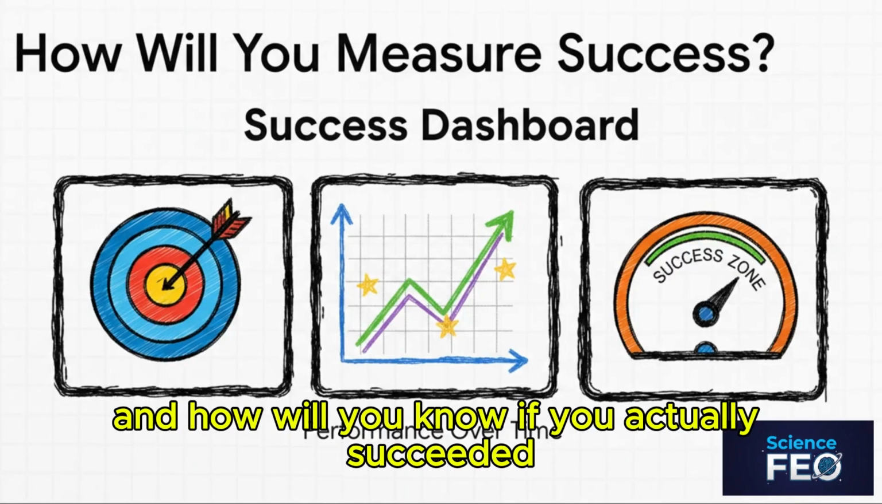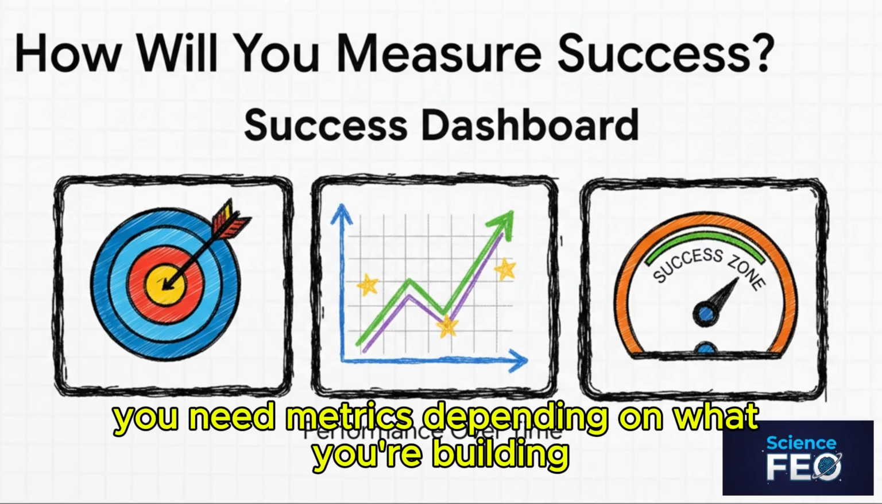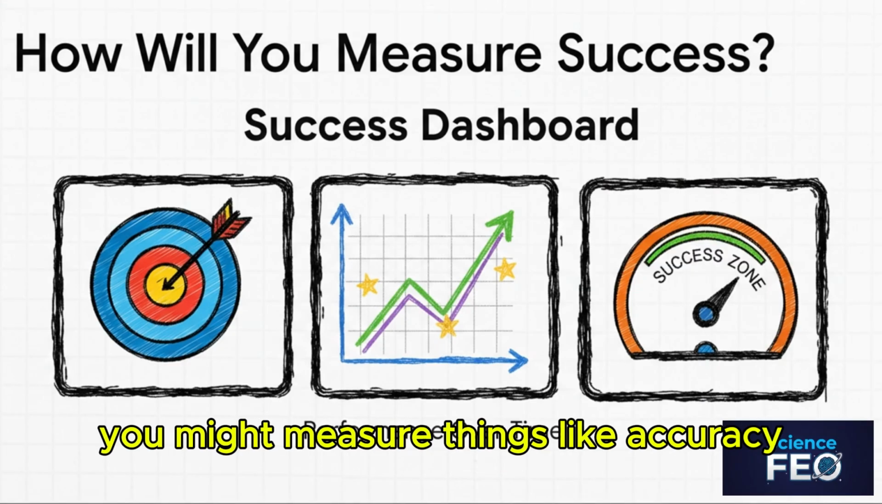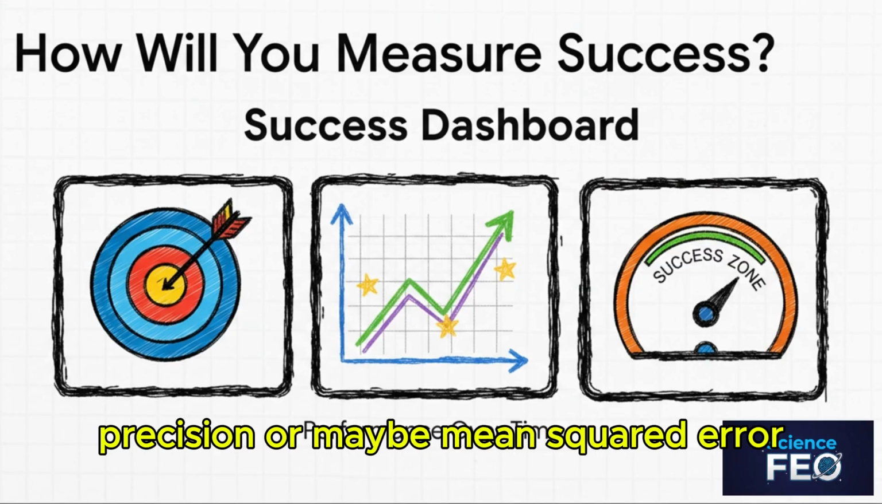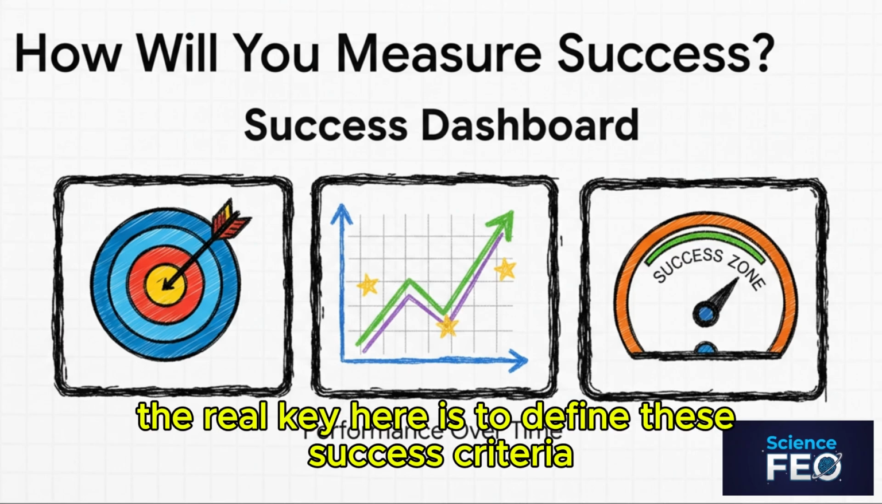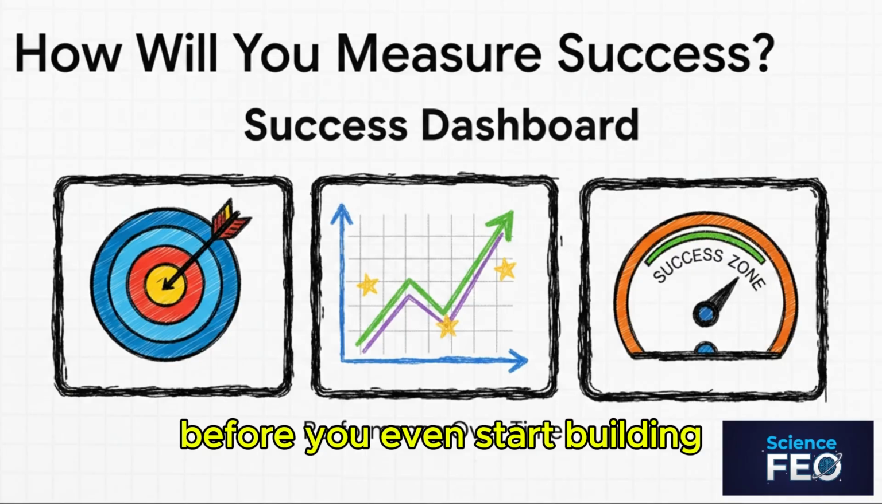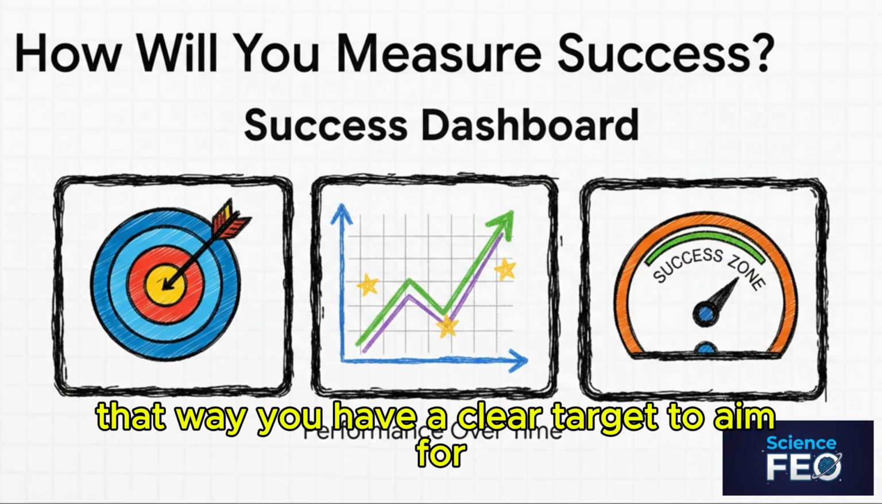And how will you know if you actually succeeded? You need metrics. Depending on what you're building, you might measure things like accuracy, precision, or maybe mean squared error. The real key here is to define these success criteria before you even start building. That way you have a clear target to aim for.